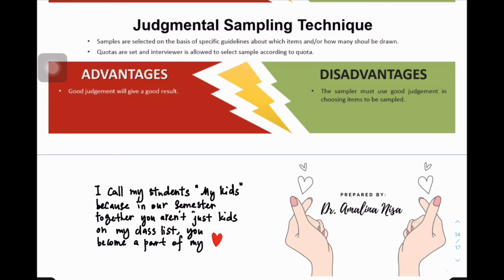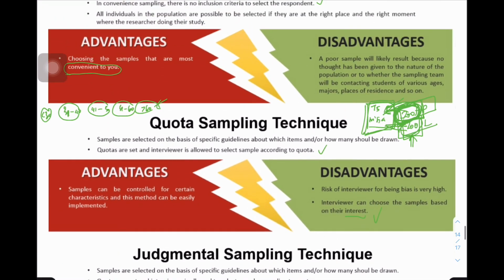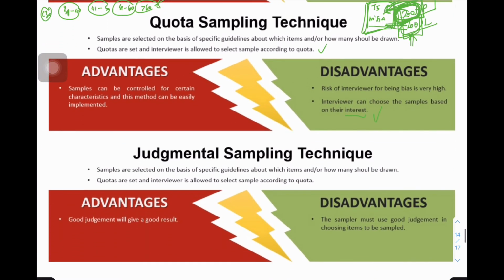So under probability sampling technique, we have 5 methods. The first is simple random sampling technique. The second is systematic sampling technique. And then we have stratified sampling technique, we have cluster sampling technique, and the last one is multi-stage sampling technique. And for non-probability, we have 3. The first one is convenience sampling technique. The second one is quota sampling technique, and the third one, the last one, is judgmental sampling technique.